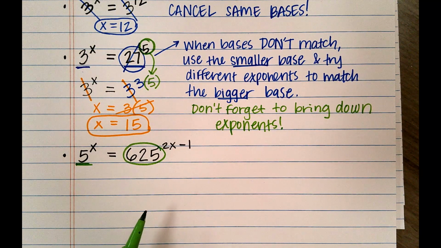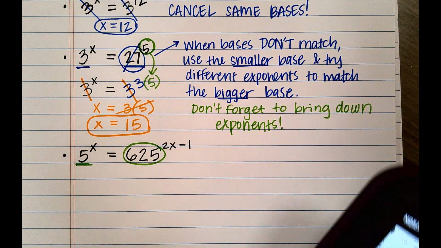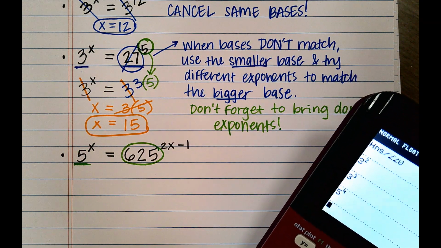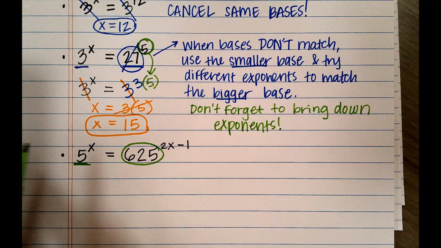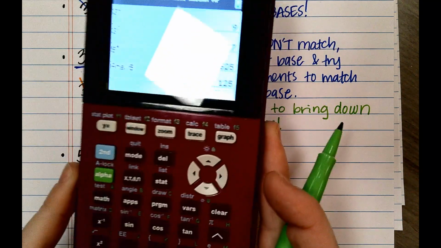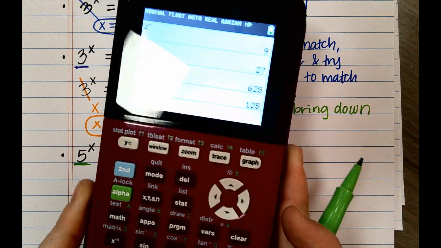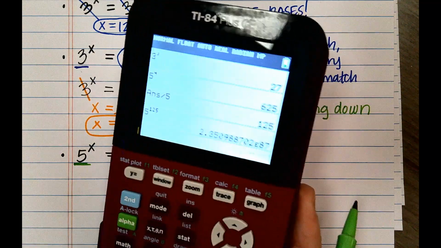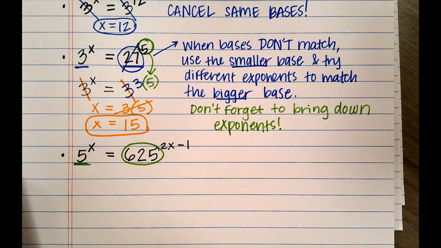You could do 625 divided by 5 and then put whatever that is as the exponent. Can I do that? Let's see. 625 divided by 5 gives me 125. So you could do 5 to the 125. So let's double check that. 5 to the 125. That's not going to work.